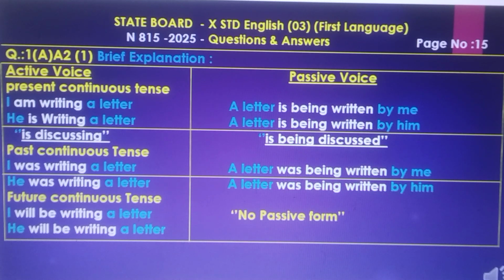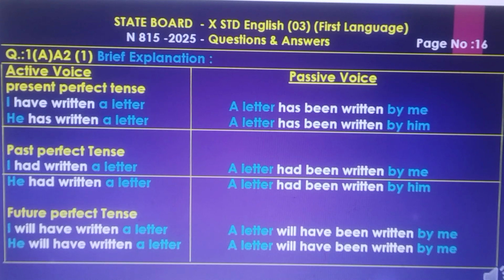In the future continuous tense, I will be writing a letter and he will be writing a letter; there is no passive form. In the present perfect tense, I have written a letter; a letter has been written by me. He has written a letter; a letter has been written by him.